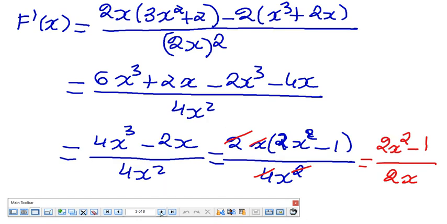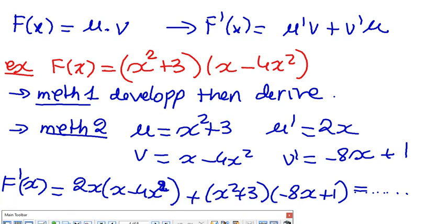More formulas: u times v, if I have a product, it's u prime v plus v prime u. In this example, some of you will think, okay, Miss, why don't I distribute and then go back to the normal formula? You can do that. I can distribute. But if the exponent was 4 or 5, it's hard to distribute. Also, I can use the formula. u is x squared plus 3, u prime is 2x. v is x minus 4x plus, so v prime is minus 4x plus 1. And then I also use the formula u prime v plus v prime u. Then you can develop and continue to your final answer.